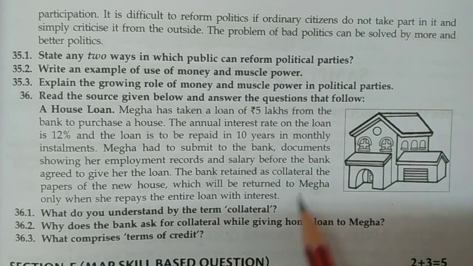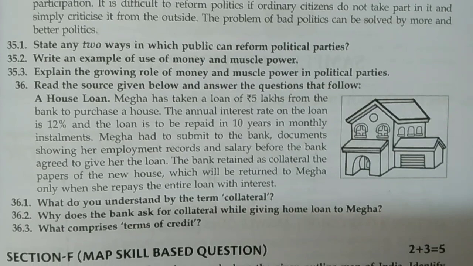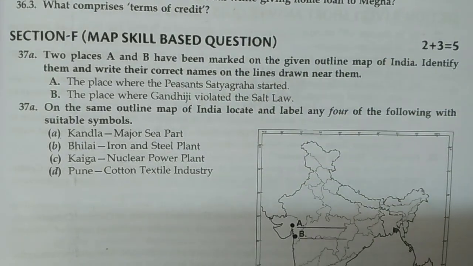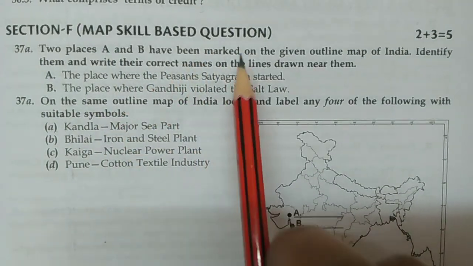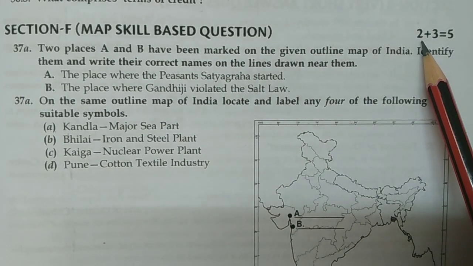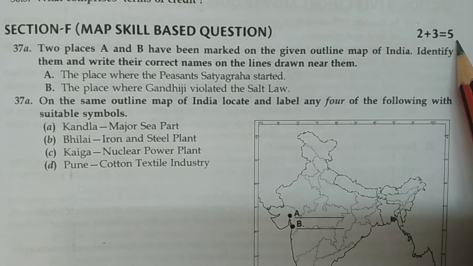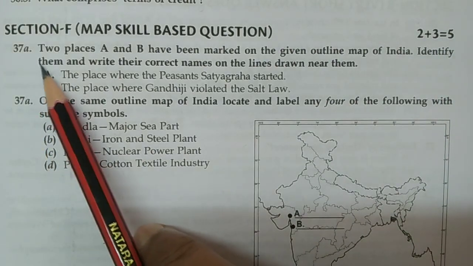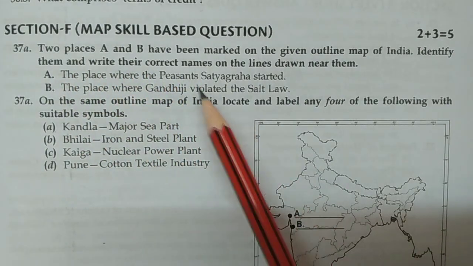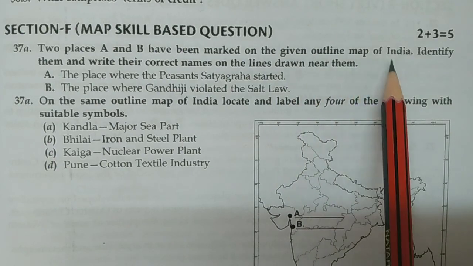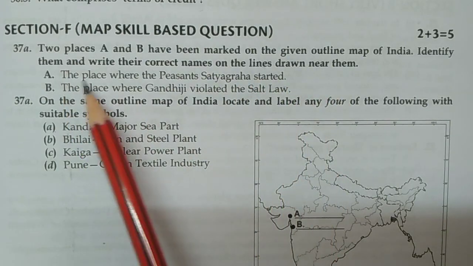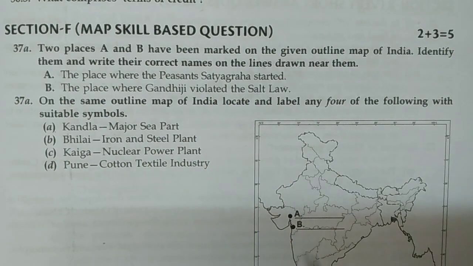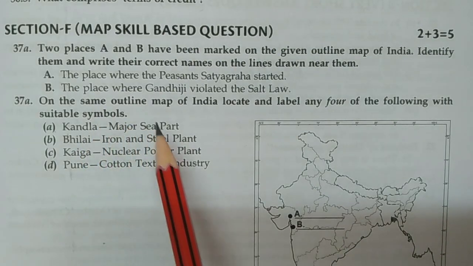So thus we have completed these three questions from here, and after completing this section, I am coming with section F. It's map skills, skill based questions. So you can see here clearly that the map skill based question contains 2 plus 3, meaning 2 marks from the history section and 3 marks from the geography section. Total 5 marks here given. So it's given 37A. Two places A and B have been marked on the given outline map of India. Identify them and write their correct names on the lines drawn near them. A is the place where the peasants satyagraha started. So A, it's given where the peasants satyagraha was started, and B, the place where Gandhiji violated the salt law.